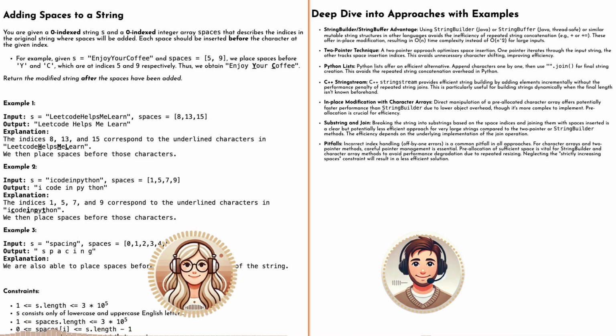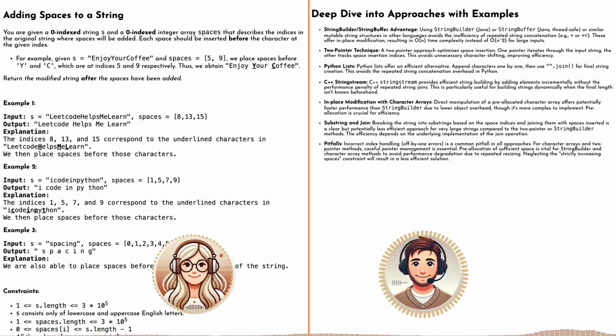We keep chugging along, adding characters to result, until our string index lines up with a space index. And that happens when we get to Y at position 5, which matches our current space index. It's space time. So we add a space to result, then the Y, and increment both pointers. Exactly. String index moves to 6, pointing to O, and space index moves to 1, pointing to 9 in our spaces array.